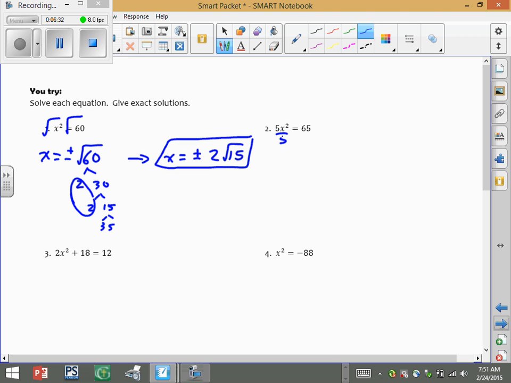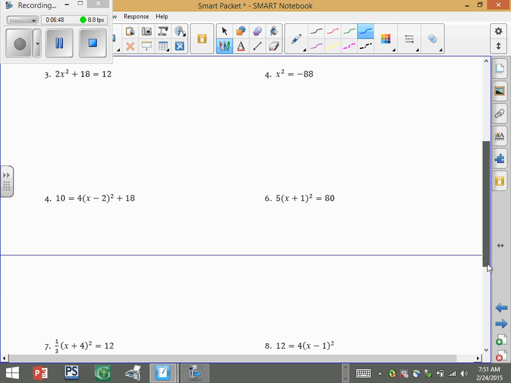Here we can divide both sides by 5. So we're left with x squared equals 13. And when I take the square root of both sides, the x squared turns into x, and the square root of 13 turns into plus or minus root 13, and I cannot simplify 13 any further.